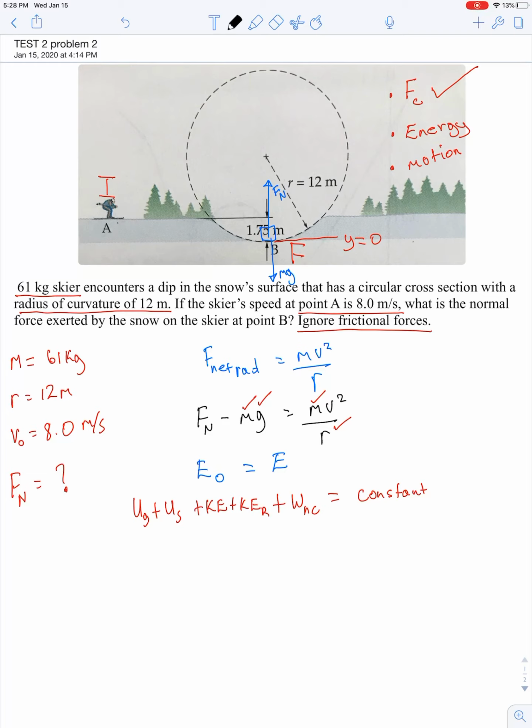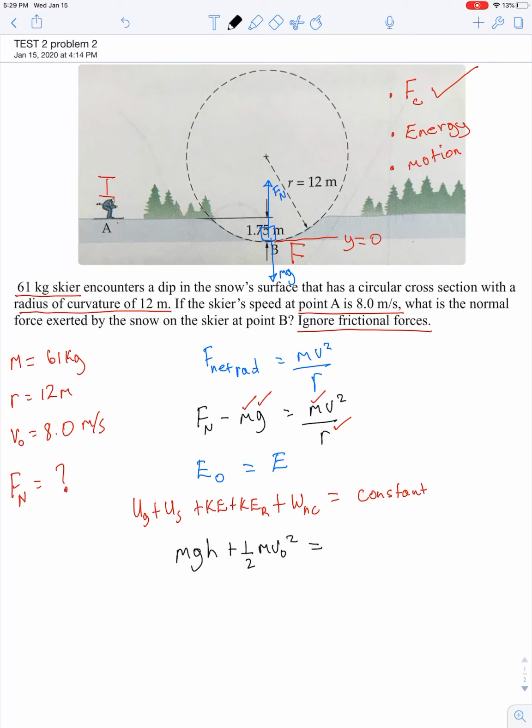So let's go to the initial position at point A. You're above your y is equal to 0, therefore you have some gravitational potential energy. The equation for gravitational potential energy is mgh. The sphere is not a spring, so there are no springs there. The sphere is moving, so that's some translational kinetic energy, which is half mv0 squared. It's definitely not rolling, so it doesn't have any rotational kinetic energy. And they told you to ignore frictional forces, so no work done by non-conservative forces.